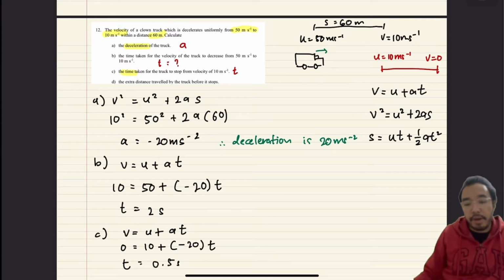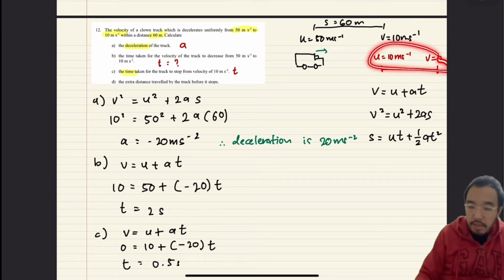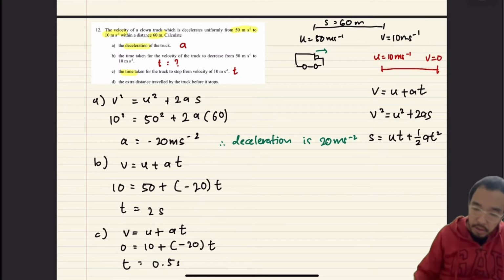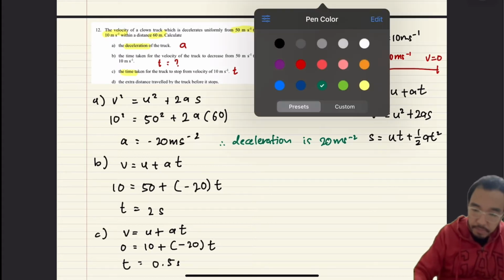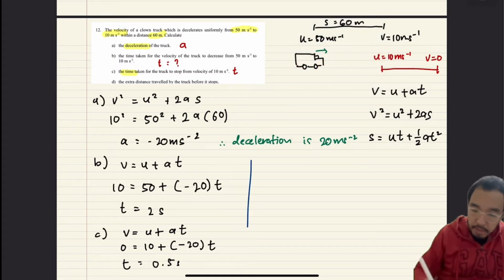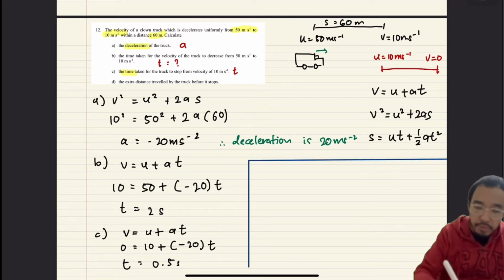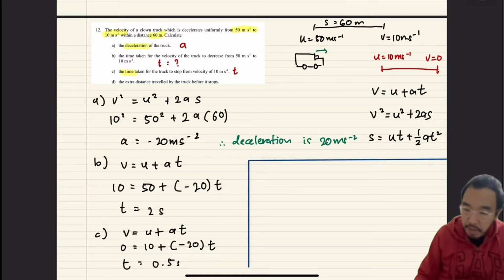Next, the extra distance traveled by the truck before it stopped. So this extra distance is this one. You want to calculate that, maybe I can use this space instead. Just make a little bit of box. In the exam don't do it like this, do add a new page. Let's say I use the third equation, S equals U plus... wait, if I use this one, I already have the time.